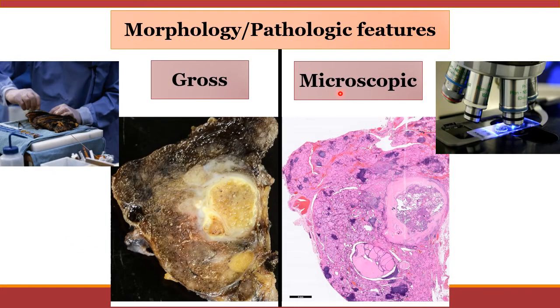Before I move on, I want to highlight some concepts. When we say morphology or pathological features or pathological findings, usually we mean two things: the gross description of the organ that is diseased and also the microscopic description. Gross description means what we see when we examine an organ itself or a tissue.